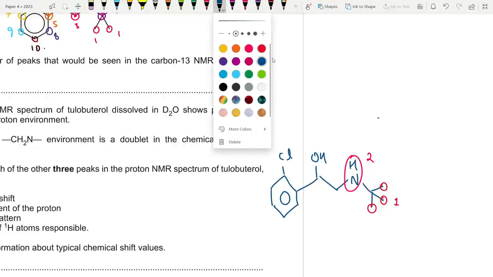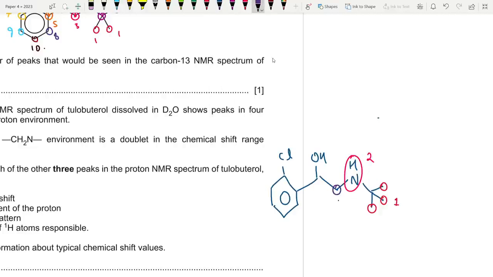Then what do we have? This one is environment number 3, this CH2 unique. This one is environment number 4. This one is environment number 5. This one is environment number 6. Actually, remember that in carbon NMR the carbons in the benzene ring are all unique, but in proton NMR, the hydrogens in the benzene ring are all in the same environment. So in a normal solvent like CDCl3, there are 6 proton environments.